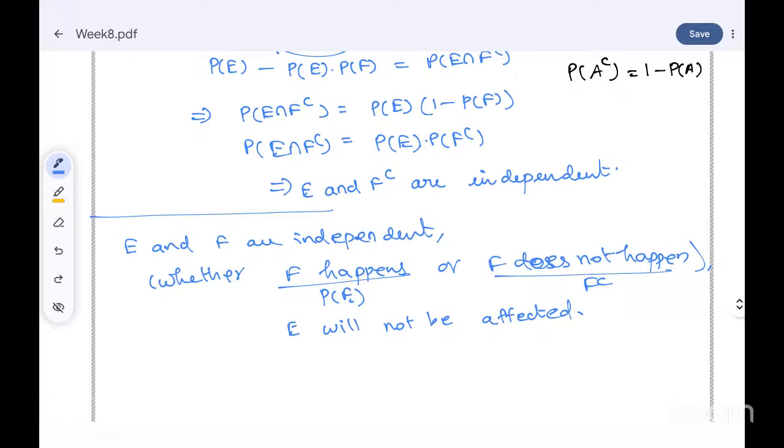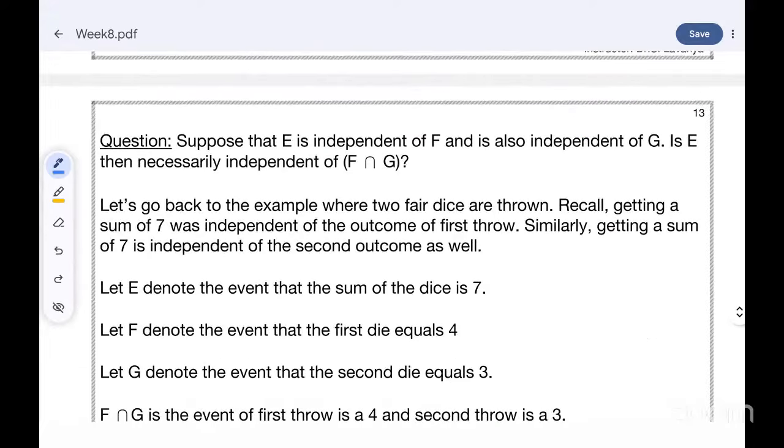P of E intersection F is simply P of E into P of F. Same way, P of E intersection F complement is P of E into P of F complement. Is the proof as well as the intuition making sense for everyone? Yes, ma'am. Okay, good. Okay, so let us see some examples now.